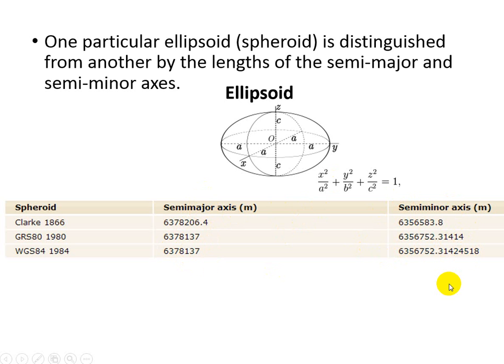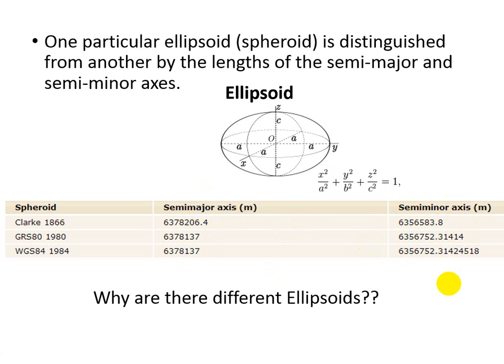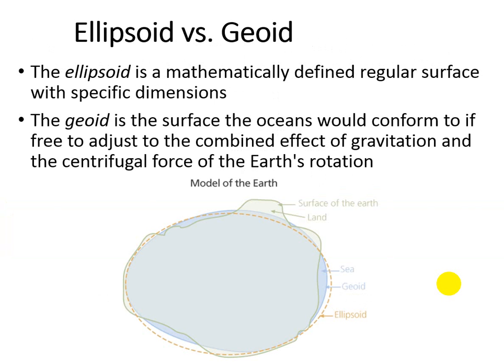Well, why do you think we have different ellipsoids? Why can't we just have one ellipsoid? That's great, but no, we've got many, many ellipsoids. Why would we, as map people, do that? This is what we're going to try to answer in the next thoughts. And to do that, we're going to define something called the geoid, which I already just talked about.